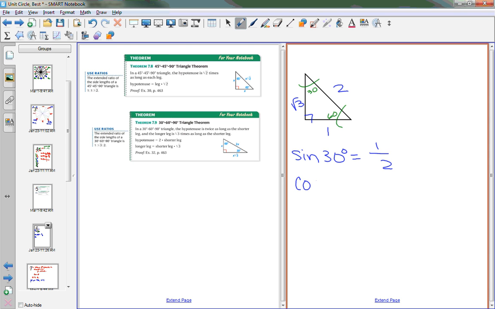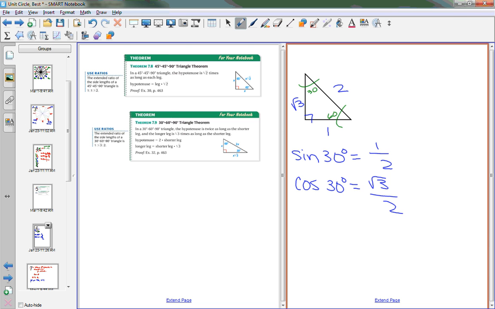Cosine. Cosine at 30 degrees is equal to what? What's cosine equal to? Adjacent over hypotenuse. What's adjacent to 30 degrees? The square root of 3. And what's the hypotenuse? 2.